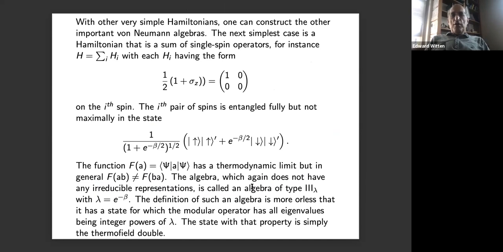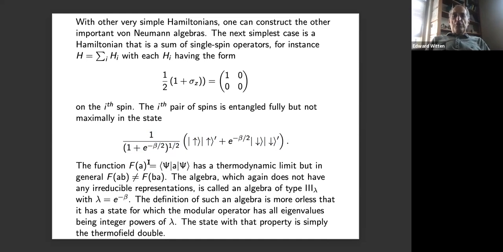Now, with other very simple Hamiltonians, you can construct the other important von Neumann algebras. The next simplest case is the Hamiltonian that's a sum of single spin operators that are all the same. For example, this one. So each H_i could be just this matrix whose eigenvalues are 1 and 0. Then the Thermofield double has the property that the ith pair of spins is decoupled from all the others and is entangled fully, but not maximally in this state.